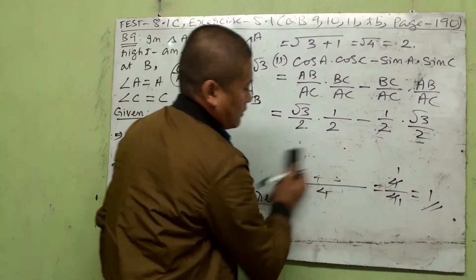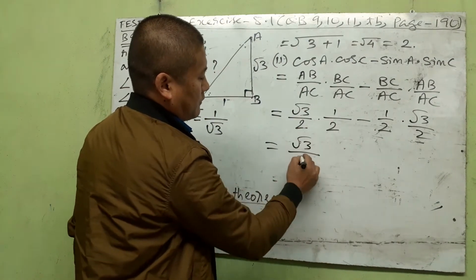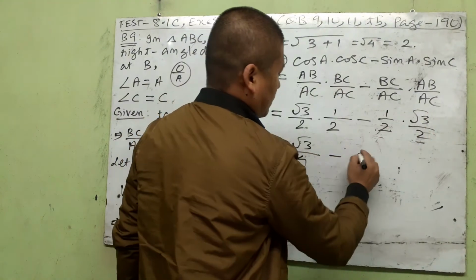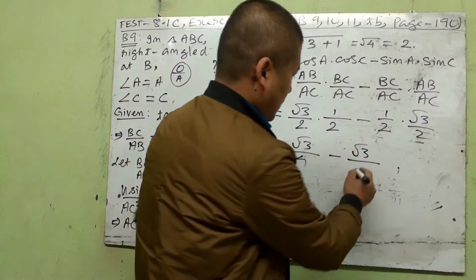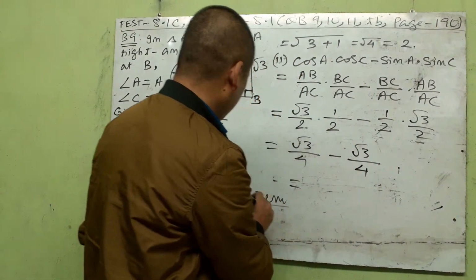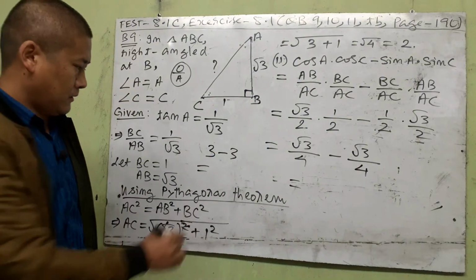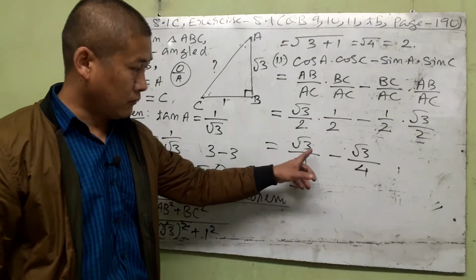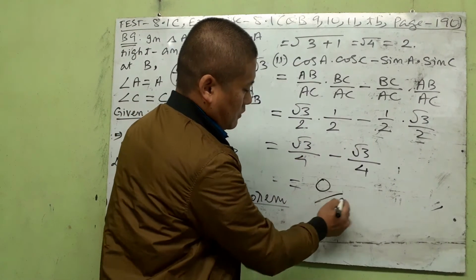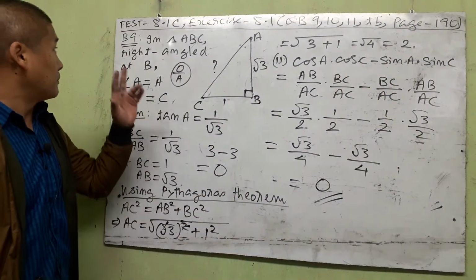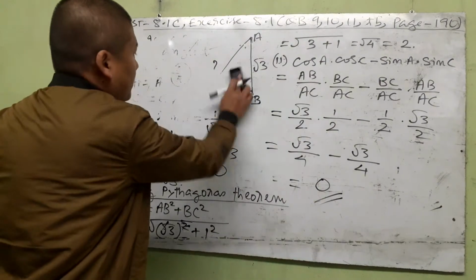So next here, root 3 ones are root 3. 2 twos are 4 minus 1 into root 3 is root 3 divided by 2 twos are down multiply 4. Answer this simple question. 3 minus 3 is how much? That's right, 0. Similarly, likewise, no sign, plus root 3 by 4 minus root 3 by 4 is also 0, right? So that's B9. Let's go to B10.